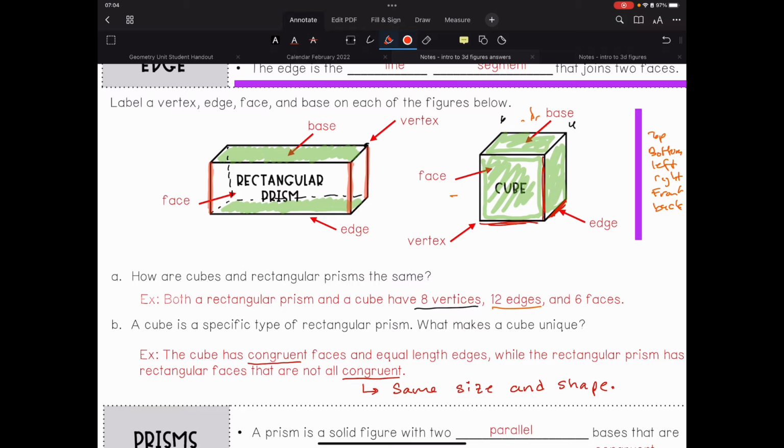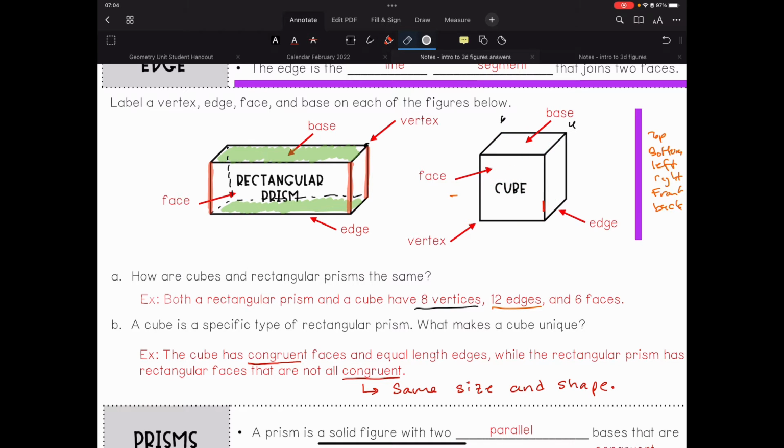And the bases are also congruent. So not only are those green bases parallel, meaning they'll never intersect, they're also congruent, which, remember, means that they're the same size and shape. So that's how you can tell if something's a prism, and the same is true of the cube.